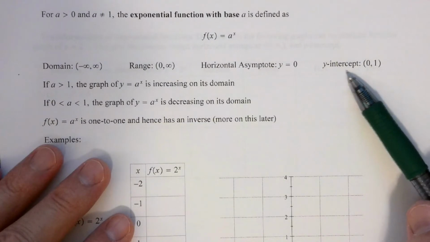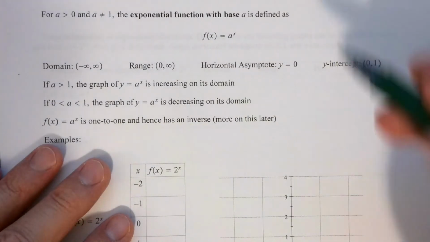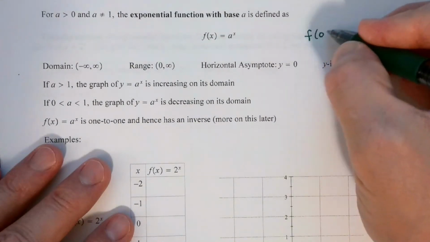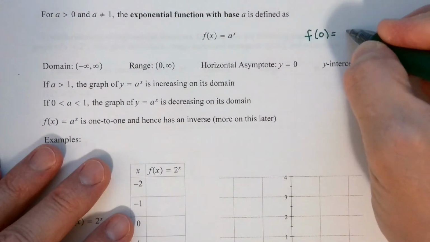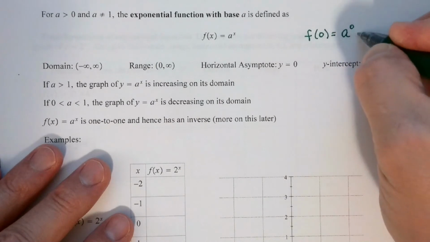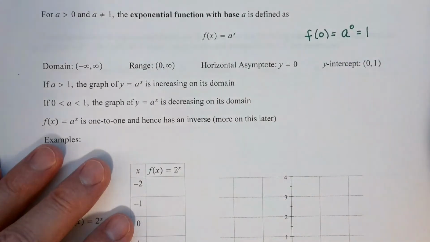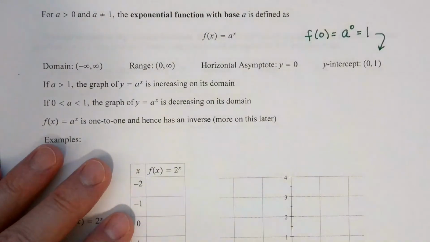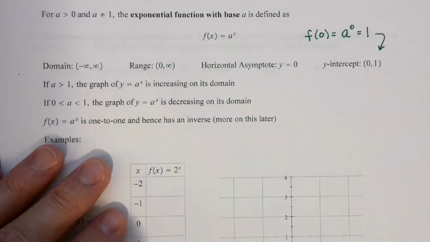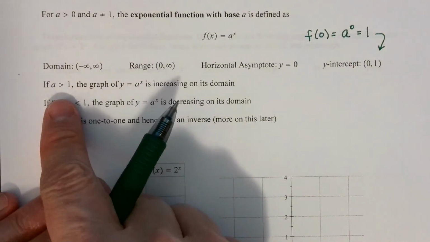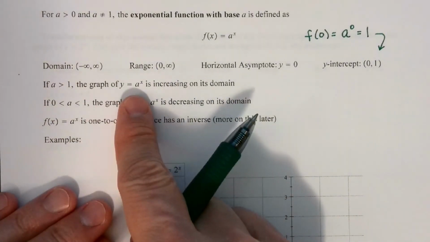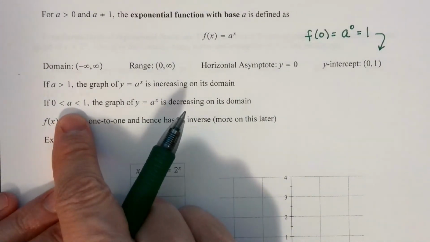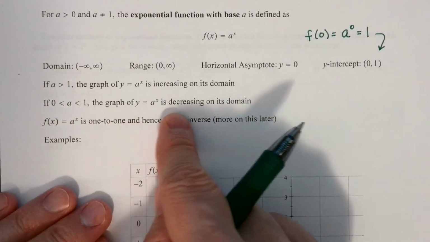Now the y-intercept is (0, 1), and that's obvious because for any base A, if I plug in 0 into the function, A to the 0 power is always equal to 1 for A not equal to 0. And so that gives me my y-intercept, always for all these functions. Now, if A is greater than 1, then the graph of this function is going to be increasing. If A is between 0 and 1, then the graph of this function is going to be decreasing.